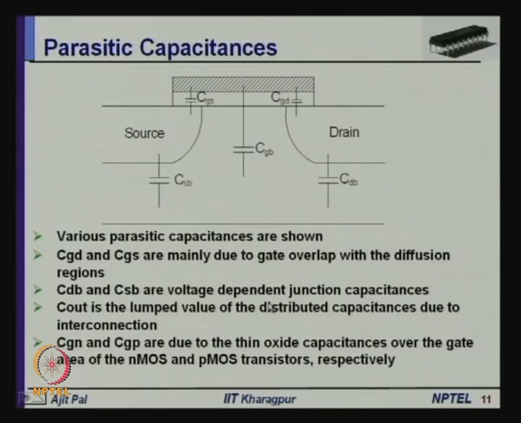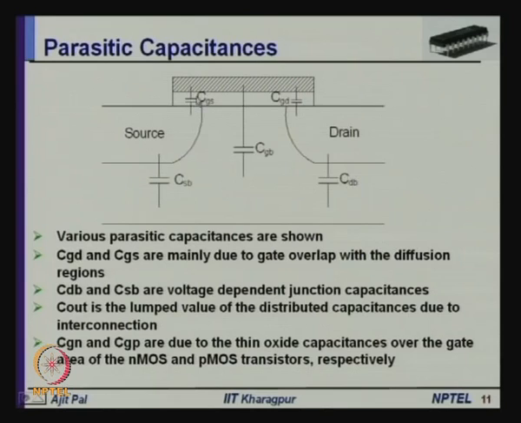Coming to various parasitic capacitances, we find that there are different types of parasitic capacitances. For example, CGD and CGS. Here you have CGD, gate to drain, and CGS, gate to source. These CGD and CGS are essentially because of the overlapping of the gate region on the source and drain regions, the diffusion regions, and as a consequence this will have some capacitance CGS and CGD due to the gate overlap with the diffusion regions.